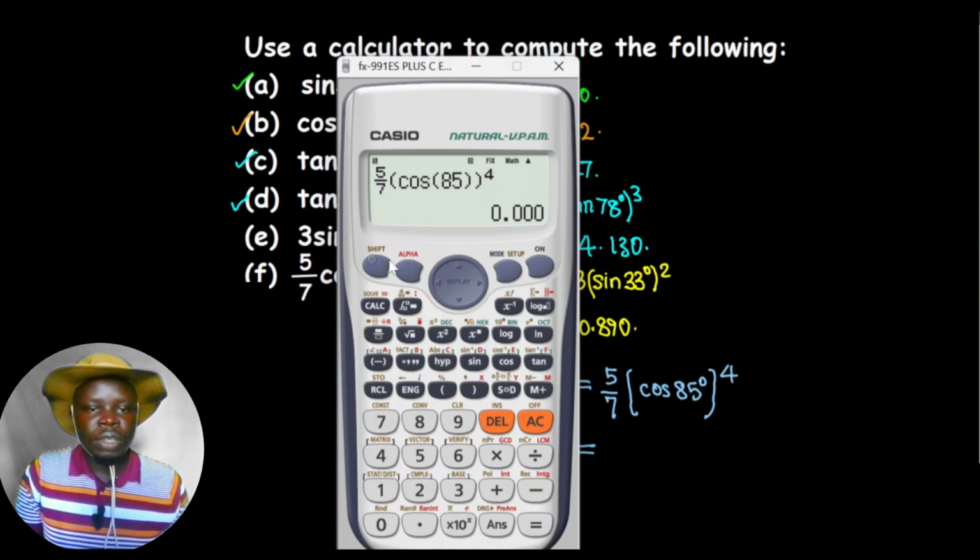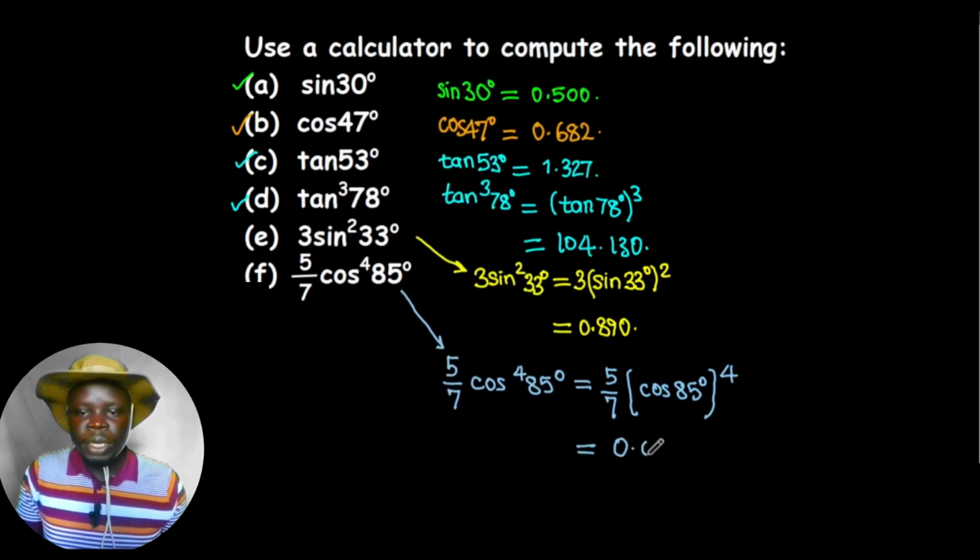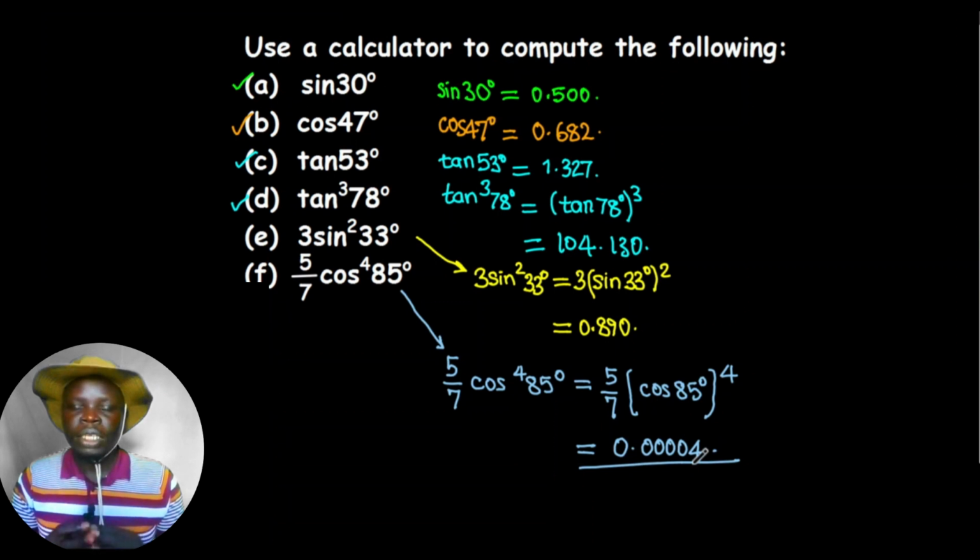Now let's go to set up and we press this button to set up. We come to 6 for the fix and we increase the number of decimal places. Maybe let me say 5, and you can see that we have this digit here, 4 zeros before the number 4. So that becomes our answer as 0.00004. So this is how we use a calculator for calculating ordinary numbers, just like what I've just said here.